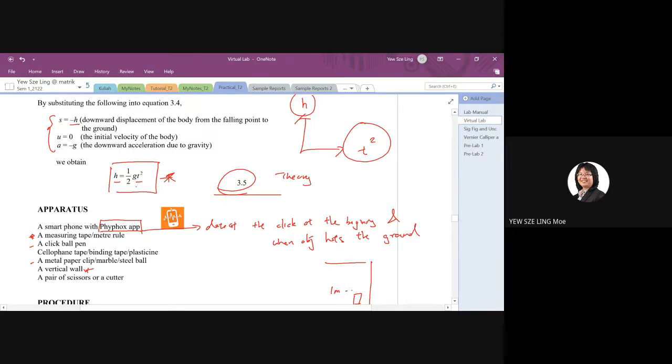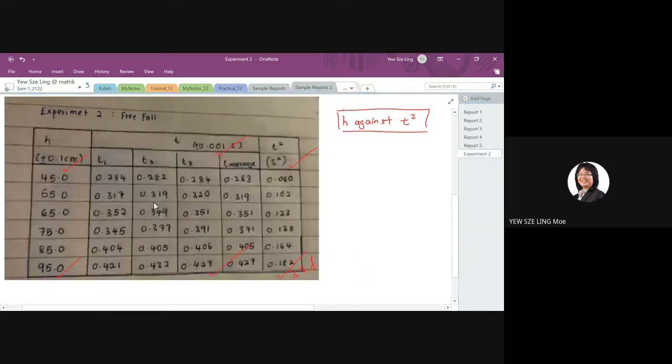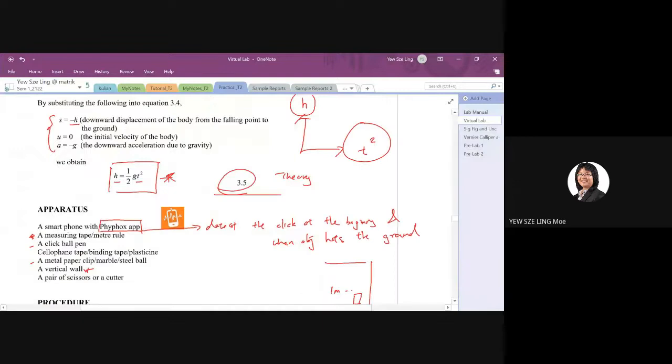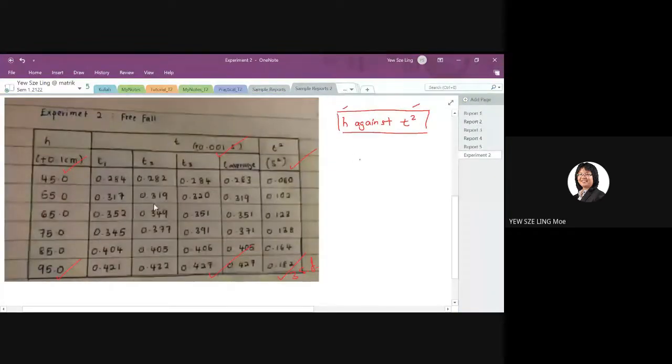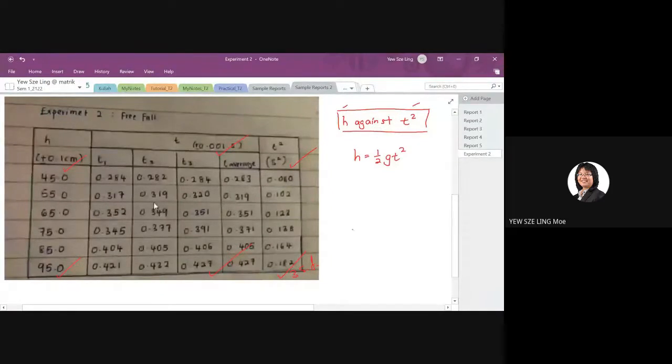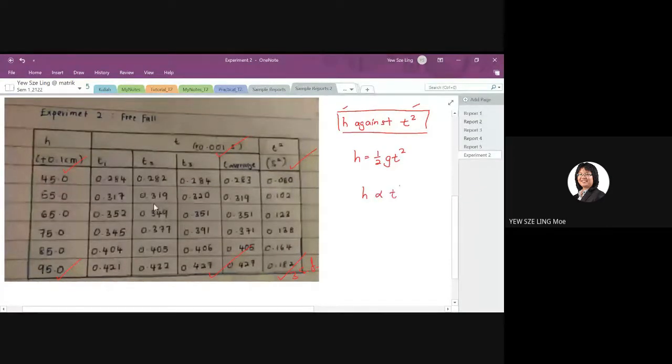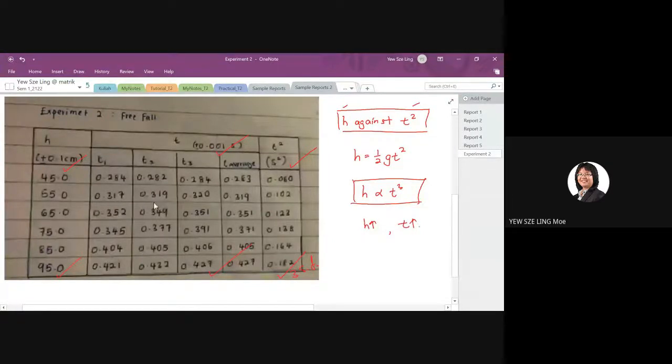You look at all of the equations in theory, and then you see which equations contain both h and t squared. So apparently the one that we want to use is h equals 1 over 2 g t squared. And if you look at this equation, the relationship between h and t squared is that h is directly proportional to t squared. So which means when h increases, your t squared should increase.